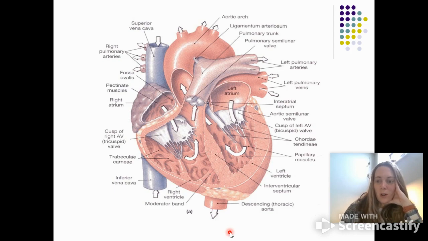So this is just a little more in detail graphic of the heart here, showing our right atrium, right ventricle, left ventricle. These are the valves. The valves are actually held in place by these things. They're called chordae tendineae. They're your heartstrings, okay?